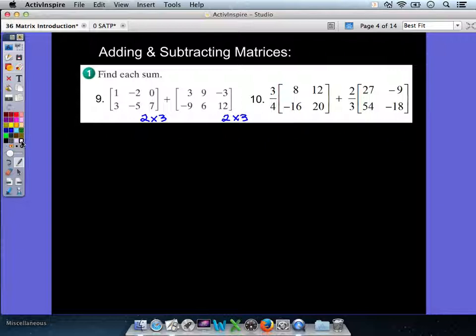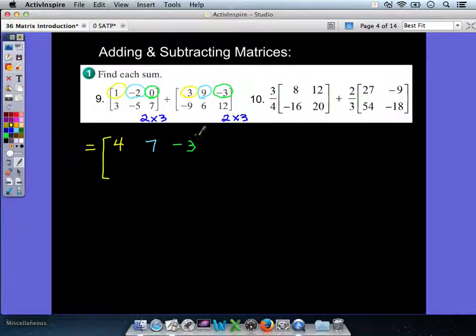In order to add or subtract matrices, the dimensions must be the same. Otherwise, all the elements will not correspond. For example, whenever we're adding these two together, we're going to add corresponding elements. The upper left added to the upper left. So 1 plus 3 is 4. Then the middle, negative 2 added to 9. Negative 2 plus 9 is 7. Then we have 0 plus negative 3, which is negative 3.